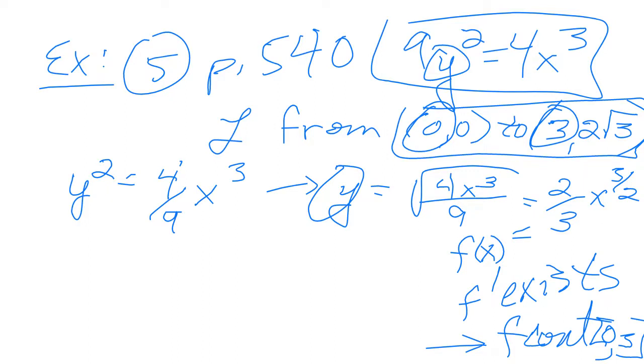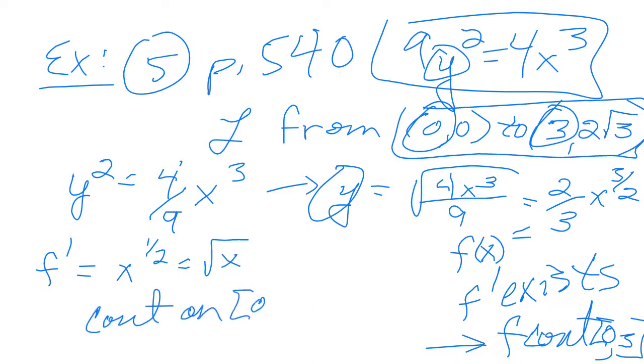F prime. Didn't I say f prime has to be continuous? So what is f prime? Let's just calculate f prime. F prime, where you can use the power rule. So it's 3/2 times 2/3 is 1 times x to the 3/2 minus 1 is x to the 1/2, which is the square root of x. And what do you know about that? This is continuous on 0 to 3 as well. It's in fact 0 to infinity, not including infinity, right?